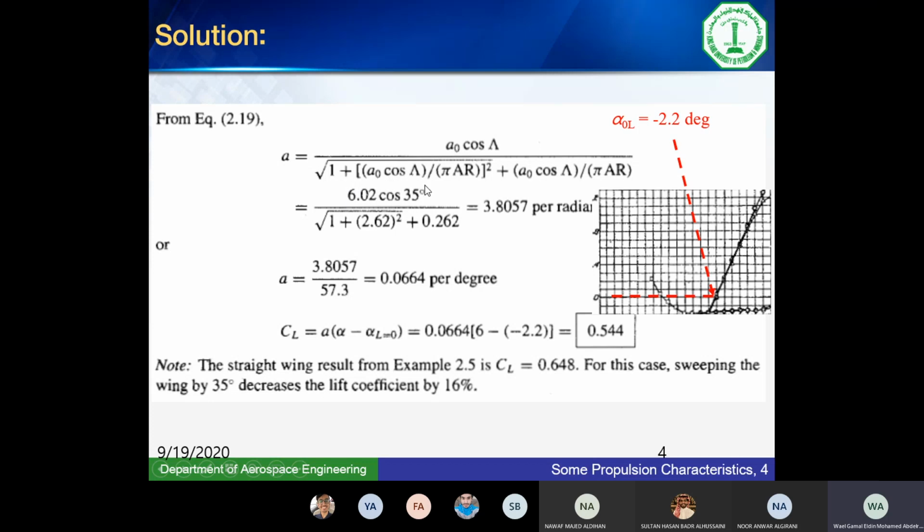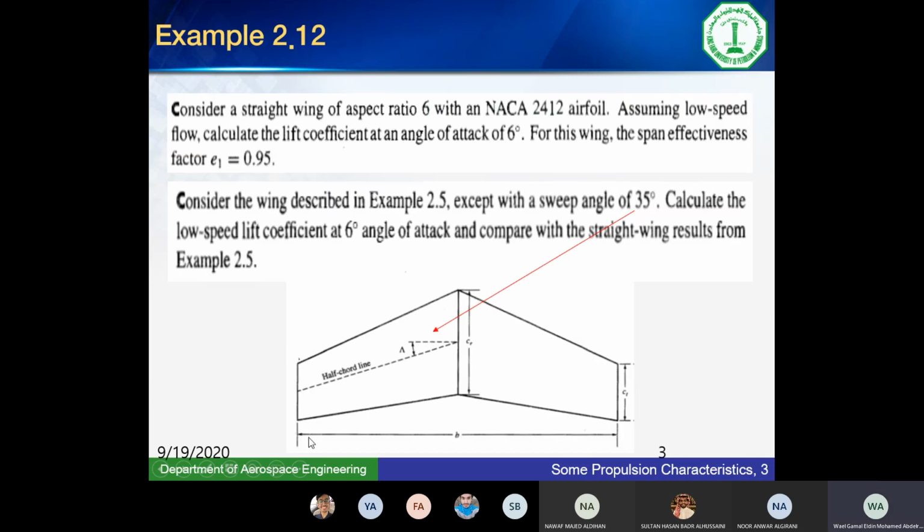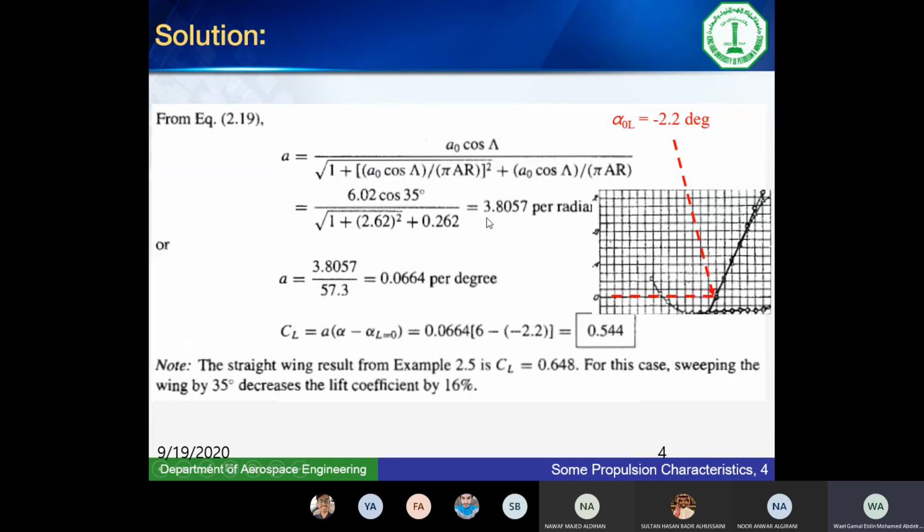So we have A naught, we have the sweep angle, we know the aspect ratio 6 is given. If I calculate this whole term here, it will be 2.62. This 2.62 is not given, it is that term, A naught cosine over pi aspect ratio. If I substitute, I will get 3.8. What is this 3.8? It's the slope of the swept wing CL alpha curve. It's CL alpha of this wing, and as you can see, it's 3.8 per radian.